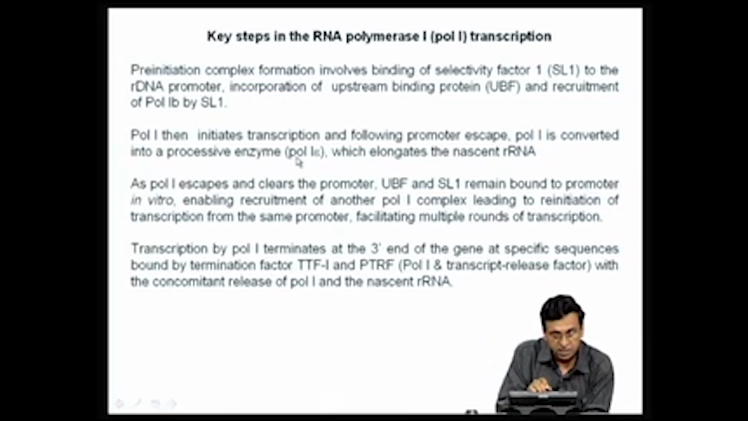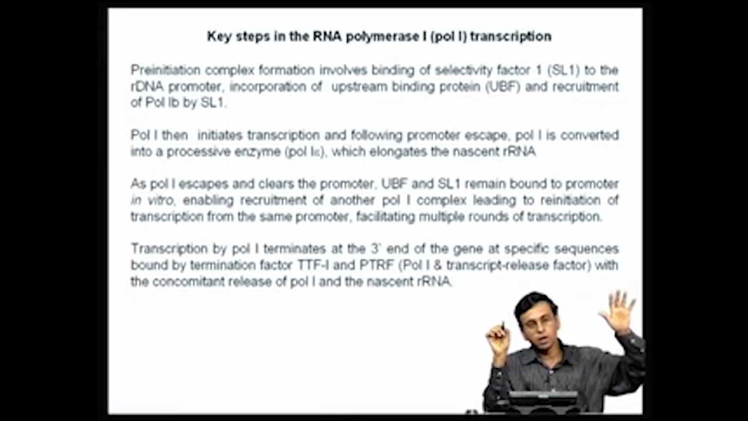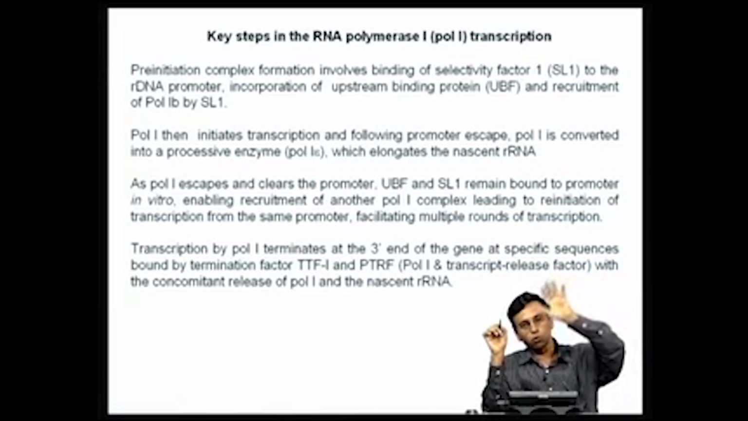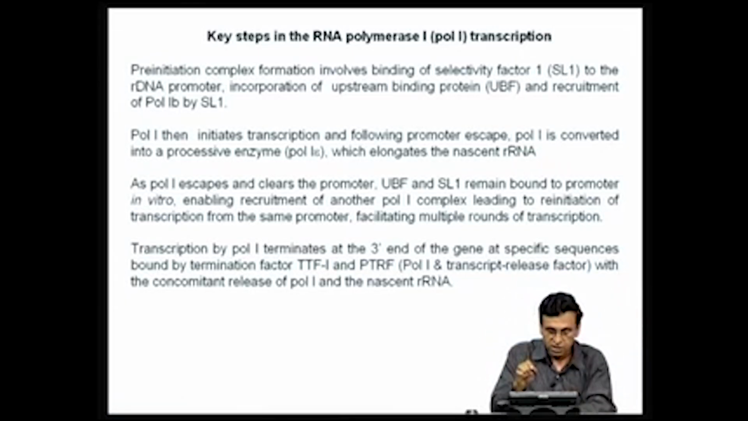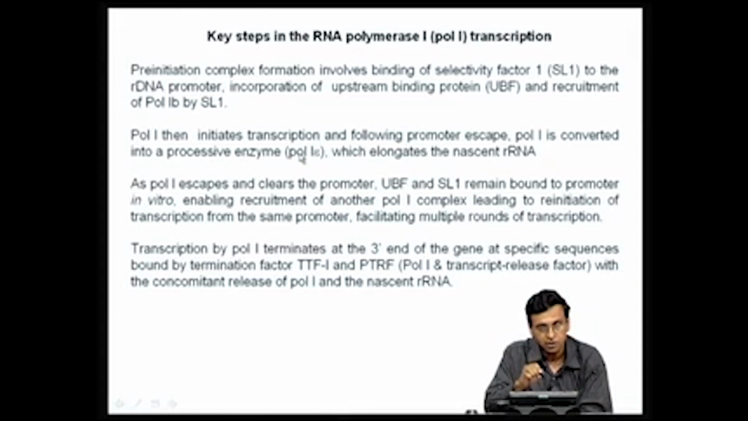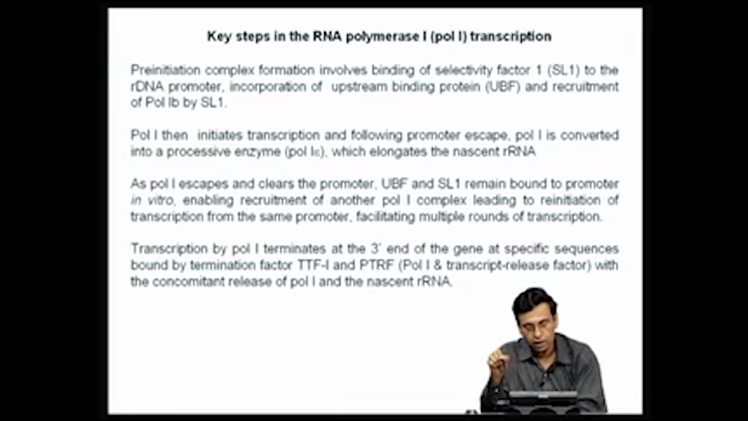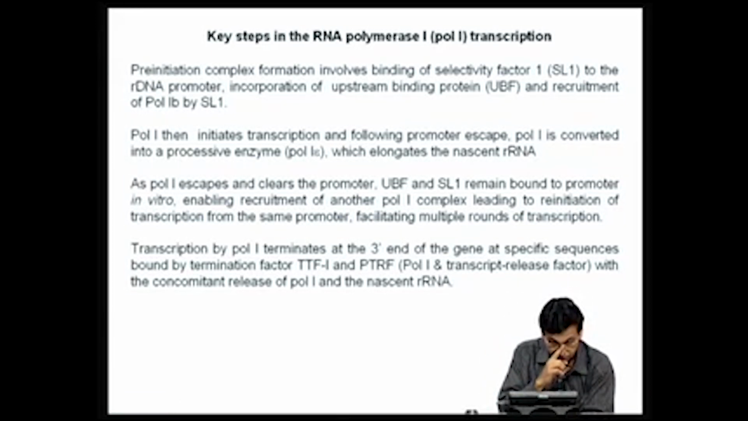Pol I then initiates transcription, and following promoter escape, Pol I is converted into a processive enzyme called Pol I epsilon, which is involved in elongation of the nascent RNA. Just like in the case of RNA polymerase II, the A form is converted into the O form, or the non-phosphorylated form is converted into the phosphorylated form. In the case of polymerase I also, it is converted to a specific complex, Pol I epsilon, which now carries out the elongation of the nascent ribosomal RNA transcription.